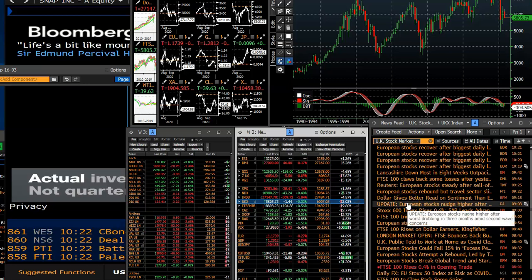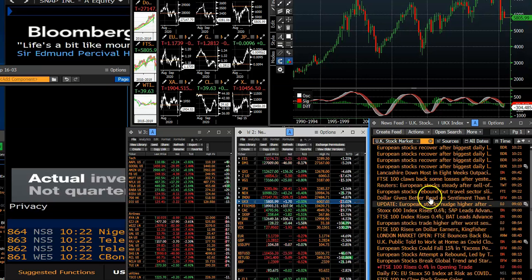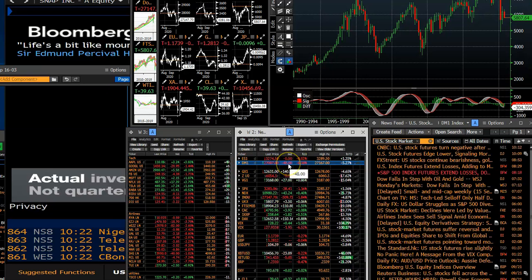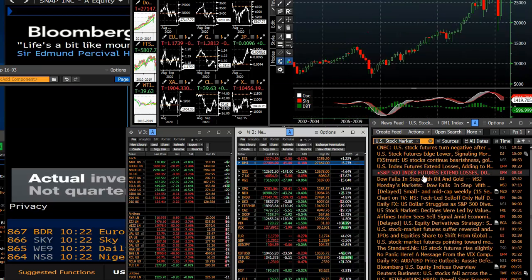Now, another update that we see from Dow Jones is European stocks nudge higher after worst drop in 3 months on second wave concern. The second wave concern is really referring to coronavirus cases. But what we do not see so far is what is happening with the US futures. When I click on the US futures right over here, they are showing that they are down by another 48 to 50 points. The first headline, which is quite intriguing, is S&P 500 futures extend losses. So they're still trading to the downside.